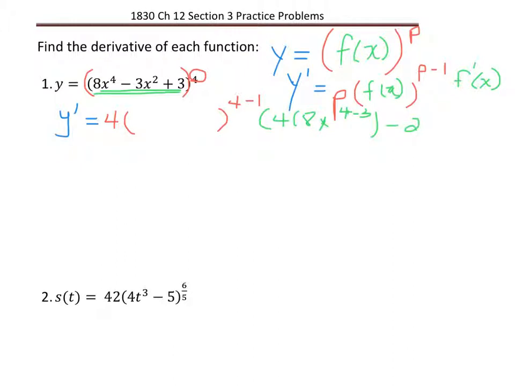minus 2 times 3x to the 2 minus 1, plus 0, because the derivative of the constant positive 3 is 0. And so again, what's still inside the parentheses is 8x to the 4th minus 3x squared plus 3.